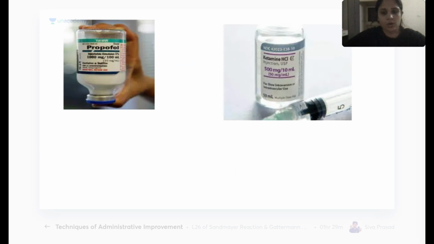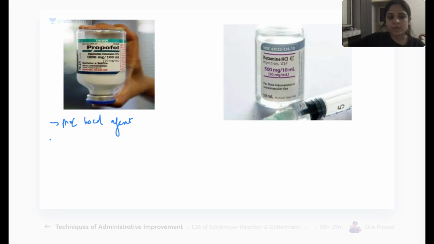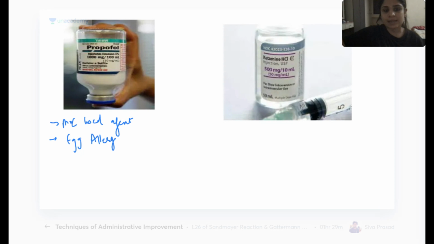Okay. So let's see each and every drug and what they usually ask about these drugs in the exam. So can anyone tell me 2-3 points about Propofol? 2-3 important points asked in the exam. First of all, it is the most commonly used agent all over. Now, can you tell me Propofol contains what in it? In which kind of patients, in which allergy will I avoid Propofol? Yes, I will avoid Propofol in egg allergy. Why? Because it contains one protein of egg, which is the egg lecithin.